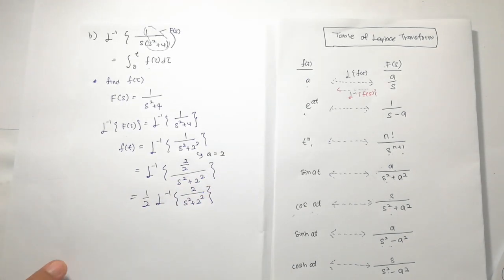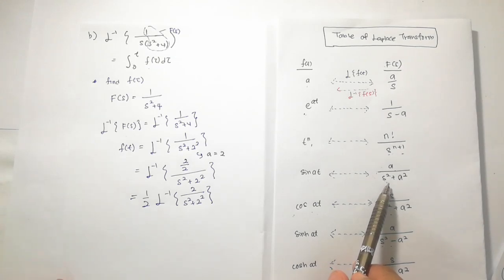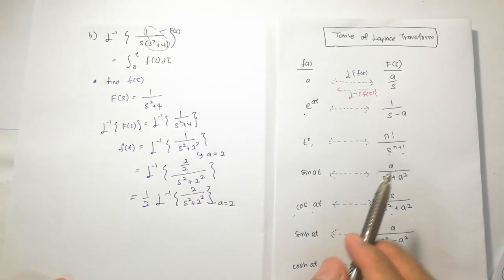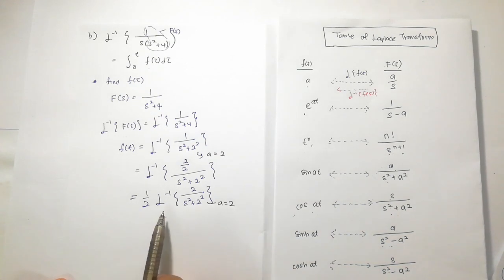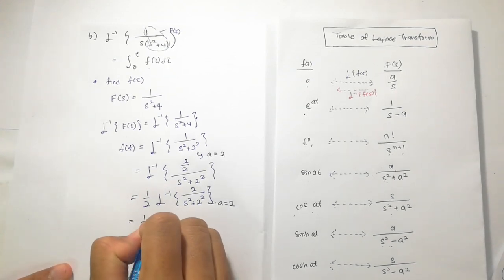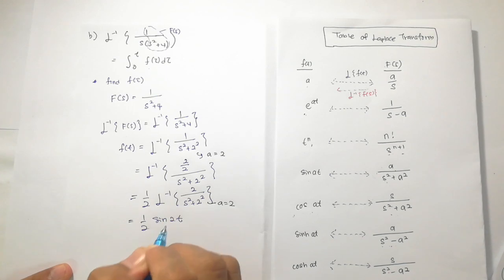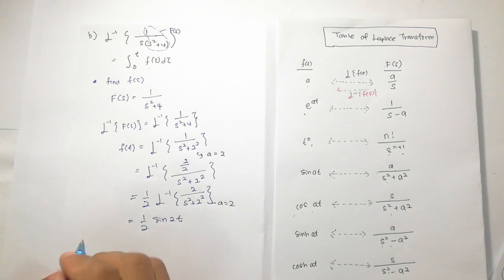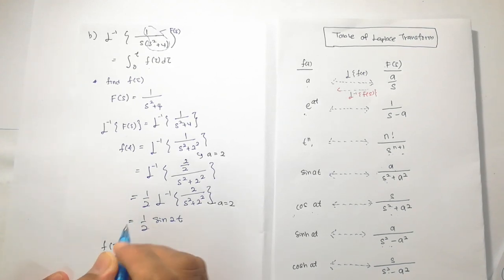Okay, this one. So we have 2 and 2, which is a similar pattern to the Laplace transform for this function in the table of Laplace transforms. So here a is equal to 2, so we have sine a t, meaning that the inverse Laplace transform for this one will be sine 2 t. So we have half sine 2 t. So we have f t. And then we need to find what our f tau is. So it's very simple. Okay, we have f tau.